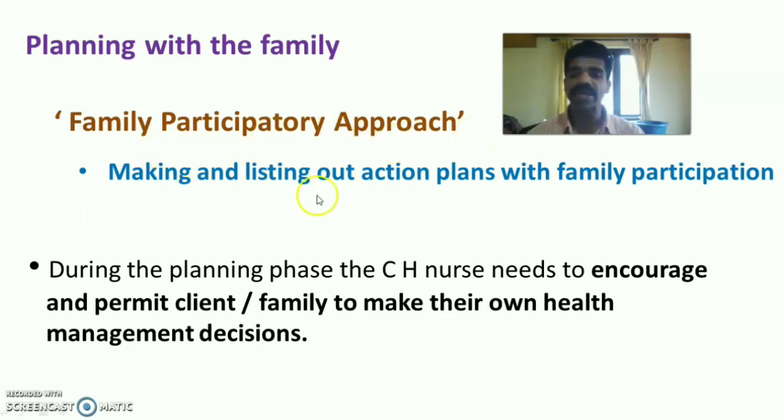That is nothing but making and listing out the various action plans or health services or health care with the family's participation. So the family will participate during planning, during implementation, and even during evaluation. During the planning phase, the community health nurse needs to encourage and permit the family members to make their own health management decisions and express their own health views to resolve the particular problems of that particular family. So planning with the family is an important process in this step, that is, the family participatory approach to promote the health of the family members.